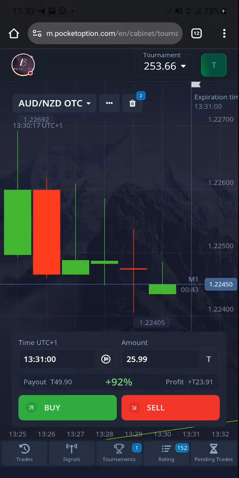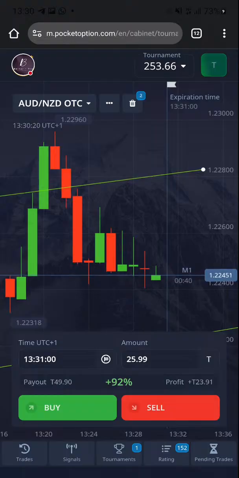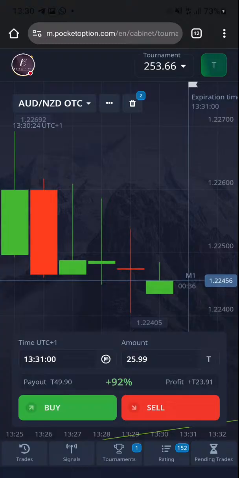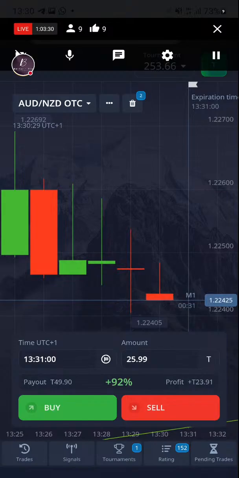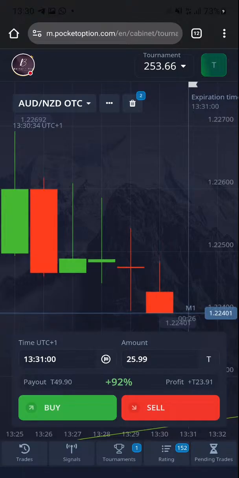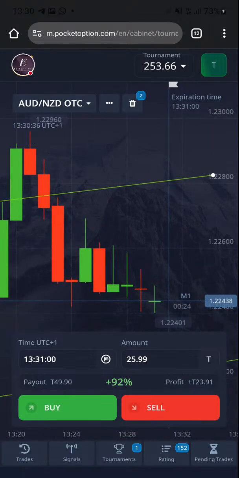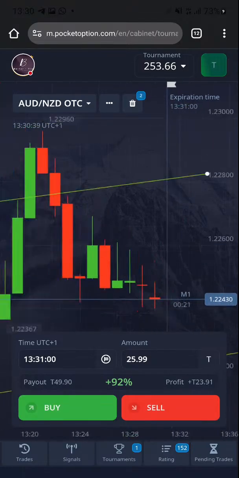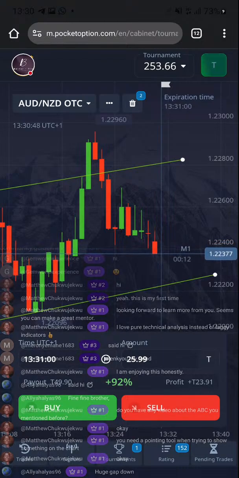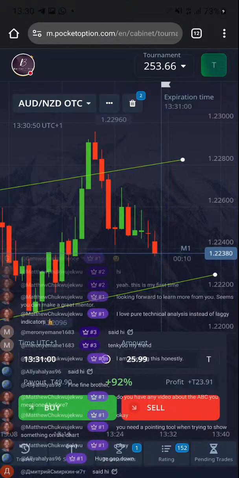Now we have a doji, but this kind of doji is a swing doji, it's not a normal doji. What I mean by doji is a candle that looks like a cross. This kind of doji usually works best in a ranging market. Yes, we have a gap down in favor of the buyers, but we still cannot go with the buyers because we have a downtrend. The trend is against us.